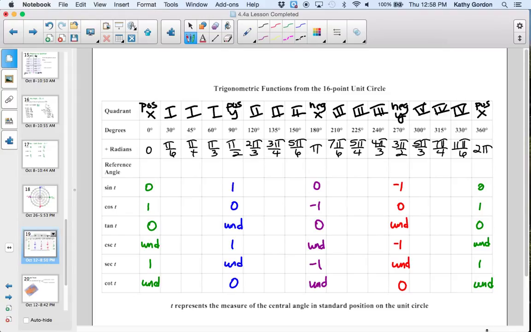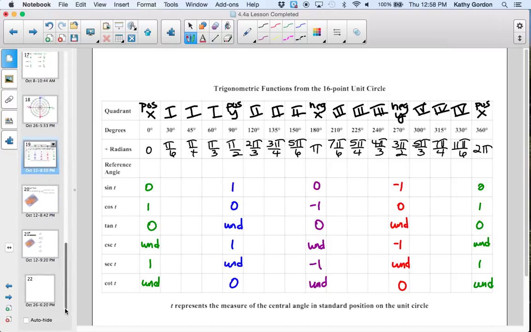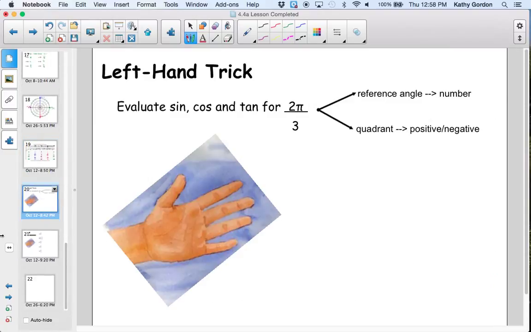All right, so when it comes to being asked to find the trig function for an angle, some of you may have seen this, but for those of you who have not, let me explain it once, and then I'll let you play around with it and figure some stuff out. So this problem is asking you to evaluate sine, cosine, and tangent for the angle 2 pi over 3.